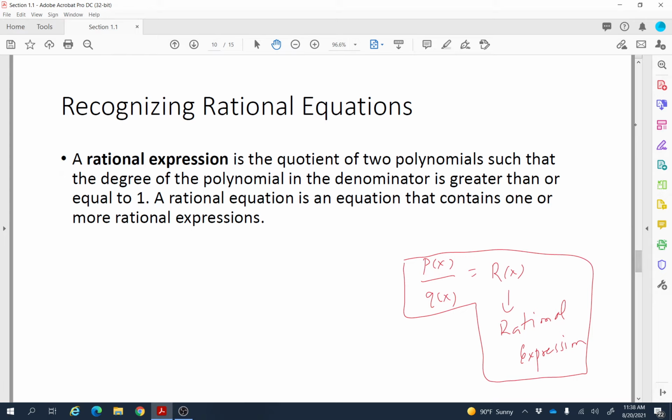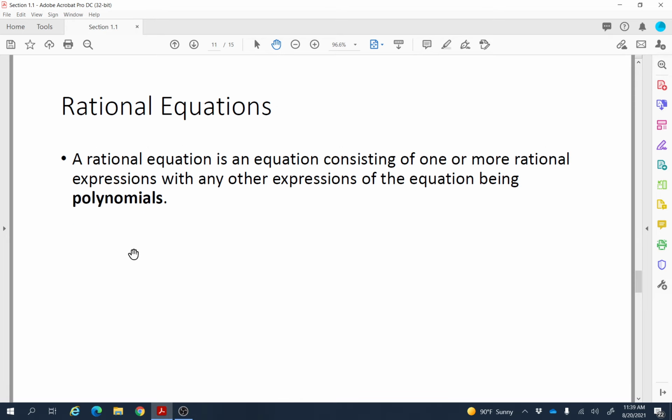Make sense? But it has to be a function of x on the top and a function of x on the bottom, and those functions should be polynomials, meaning the power of x on the top and the power of x on the bottom should be positive integers, not some other numbers. Okay, so a rational expression is the quotient of two polynomials like this, such that the degree of the polynomial in the denominator is greater than or equal to 1. A rational equation is an equation that contains one or more rational expressions.